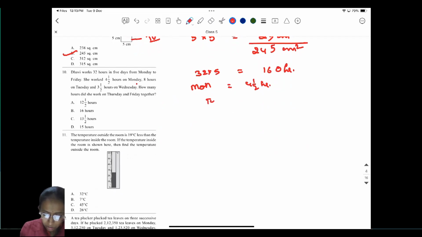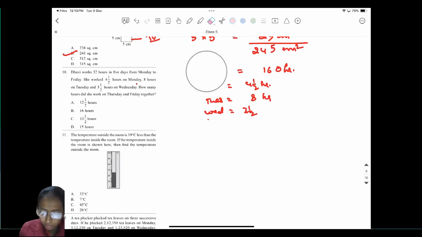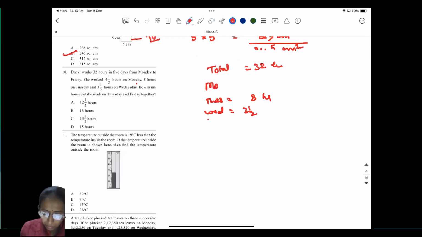On Tuesdays, she worked for 8 hours. On Wednesday, she worked for 3.5 hours. How many hours did she work on Thursday and Fridays together? So this is a simple question. Okay, no. She worked for the total of 32 hours. That means total is 32. So what you have to do, you have to subtract the Monday, Tuesday, and Wednesday hours from total 32 hours.